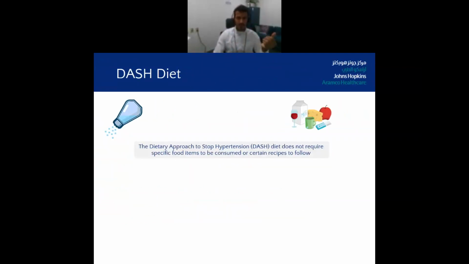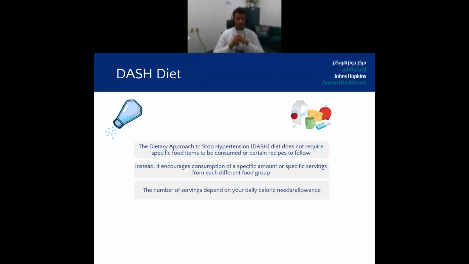So speaking of the DASH diet, the dietary approach to stop hypertension, the DASH diet does not require specific food items to be consumed or certain recipes to follow. Instead, it encourages consumption of a specific amount or specific servings from each different food group. So it doesn't tell you to stop eating this or that, but rather just to have more specific servings from each different food group. The number of servings, of course, depends on your daily caloric needs and allowance.